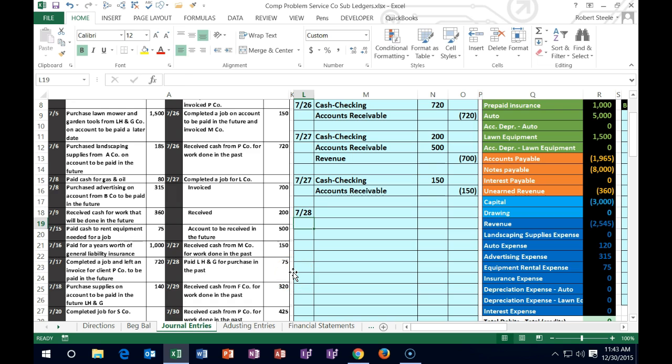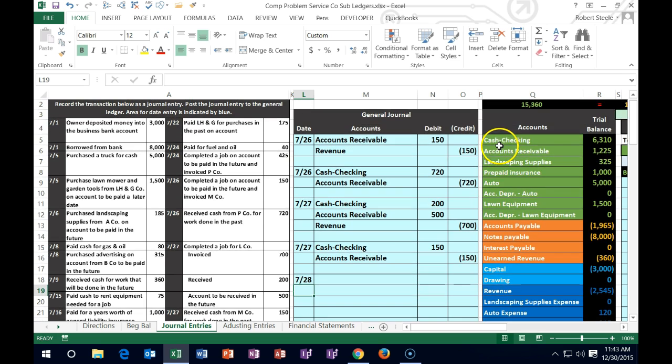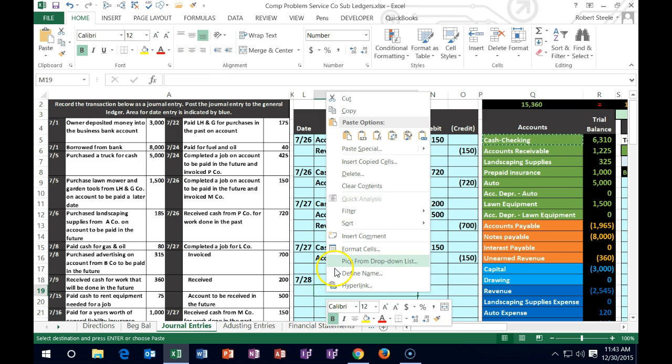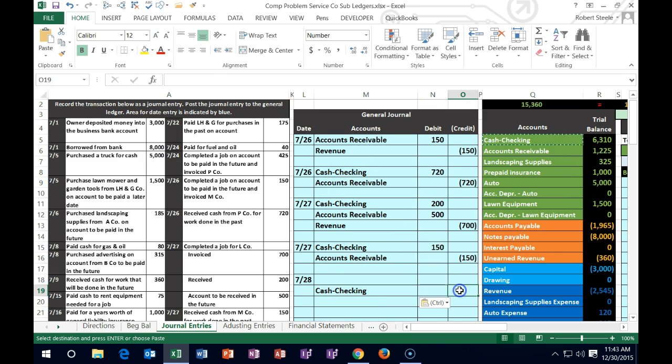728, which says we paid L, H, and G for purchase in the past. All right, so now we paid something. So is cash affected? Yeah, we paid stuff. So cash is a debit balance. We're going to make it go down by doing the opposite thing to it, which in this case is a credit. So I'm going to copy that. We're going to put that on the bottom. Here's the date. We're going to put it on the bottom of the date because it's a credit. We're going to paste it. 1, 2, 3. We're going to make it a negative number.